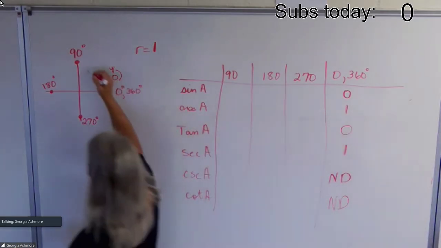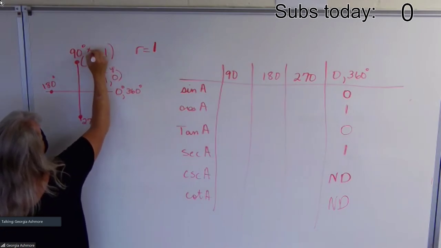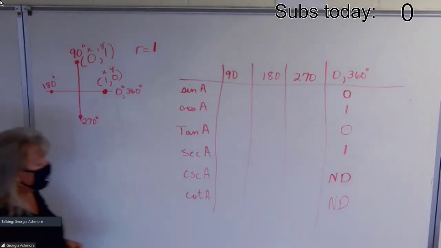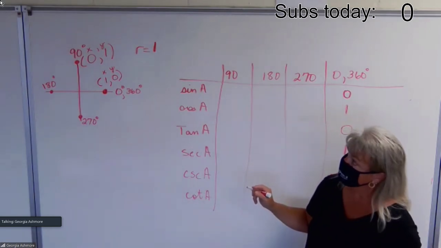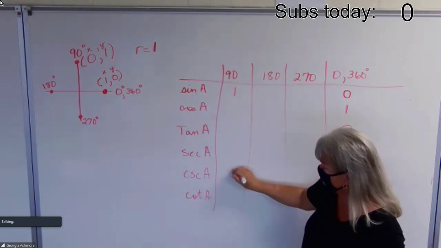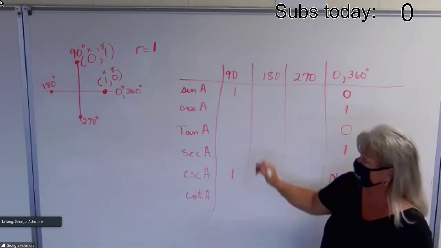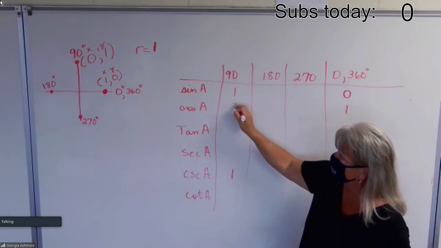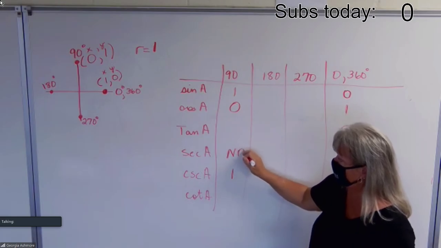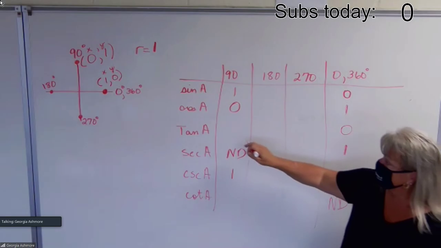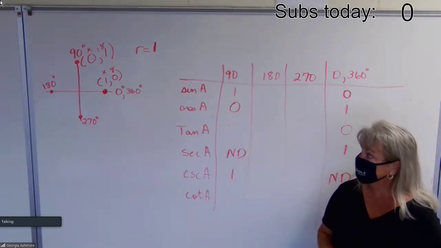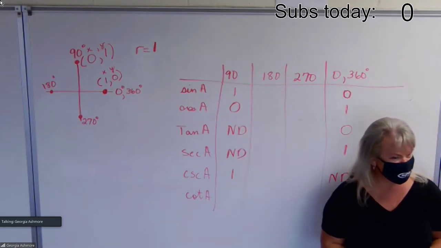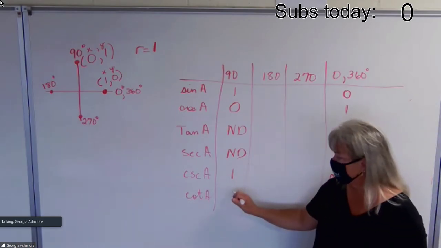We can do the same thing at 90 degrees. And that ordered pair is 0, 1. So X is 0, Y is 1, and R is always going to be 1 on the quadrants. So that's what we're looking at. Okay, sine of 90. 1. So the cosecant would be 1. Cosine of 90. Cosine, X over R? 0. So secant would be undefined. Tan is Y over X, that is 1 over 0, so 0 on the bottom is undefined. Why is this one harder than the first one? And cotan would be 0.